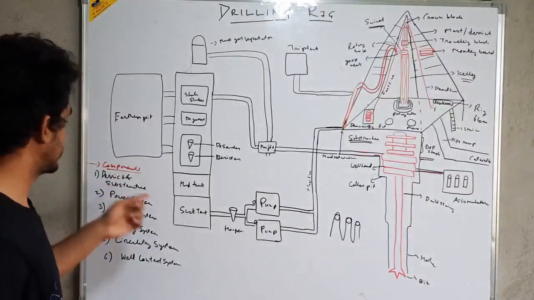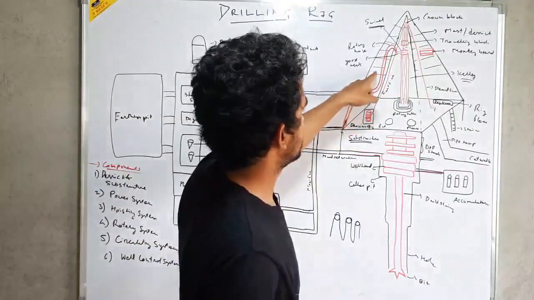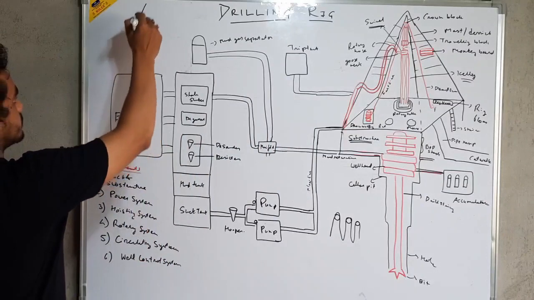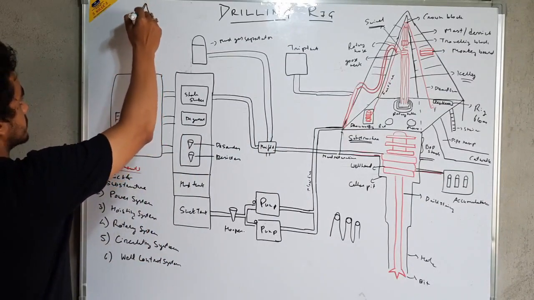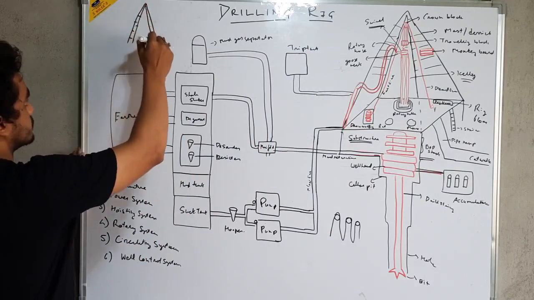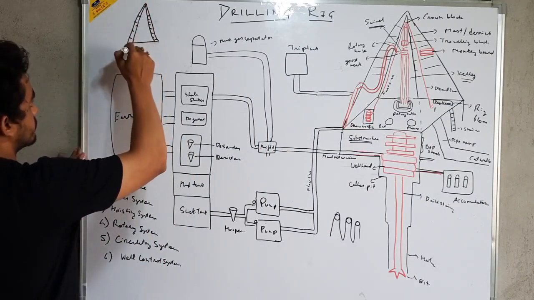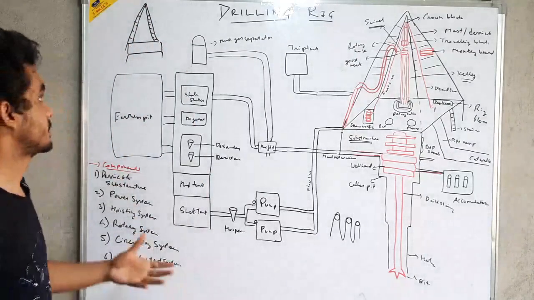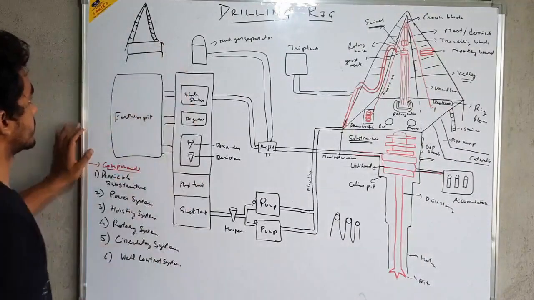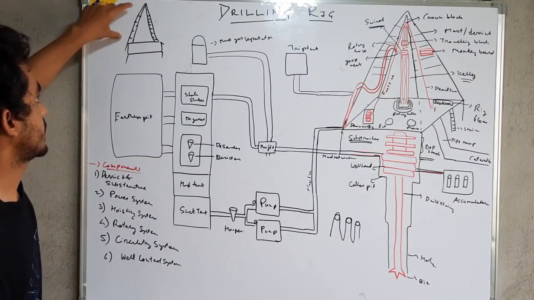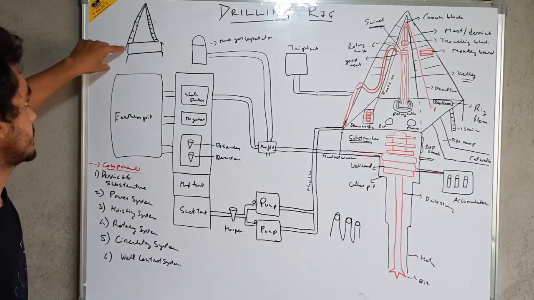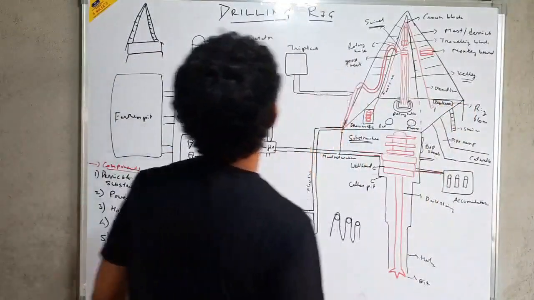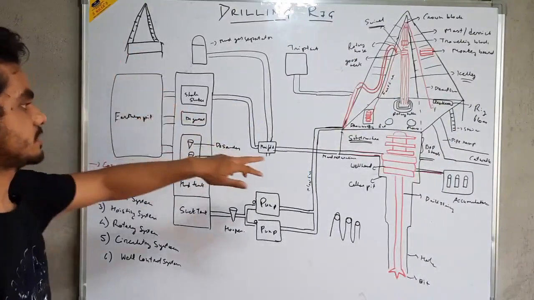The first one is derrick and substructure. As you can see, this is known as the derrick and this is known as the substructure. The derrick is basically the mobile tower-like structure that you observe when you visit an oil rig. This tower-like structure is known as the derrick, and the derrick stands on the rig floor. This portion is known as the rig floor. The derrick stands on the rig floor, and below the rig floor is the substructure.